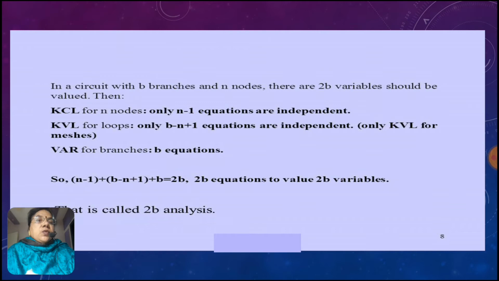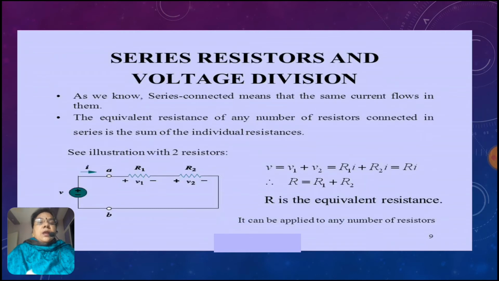In a circuit with B branches and N nodes, there are 2B variables to be solved. Then KCL for N nodes, only N minus 1 equations are independent. In KVL for the loops, only B minus N plus 1 equations are independent, that is, only KVL for the meshes. Now VAR for branches gives B equations. So N minus 1 plus B minus N plus 1 plus B is equal to 2B. 2B equations to solve 2B variables. This is called 2B analysis.